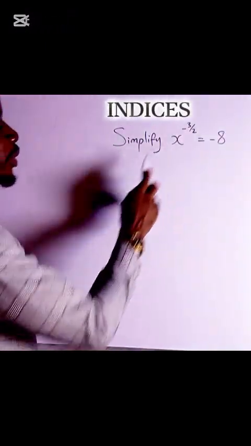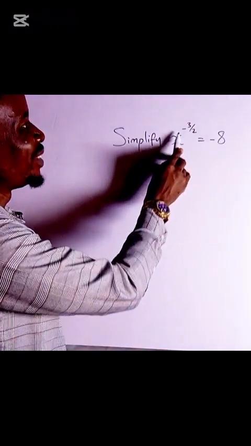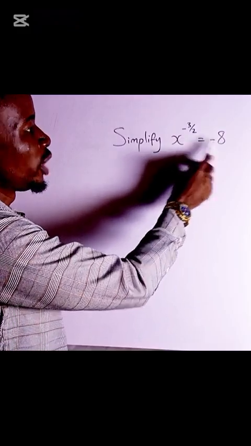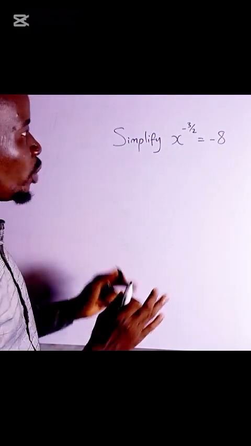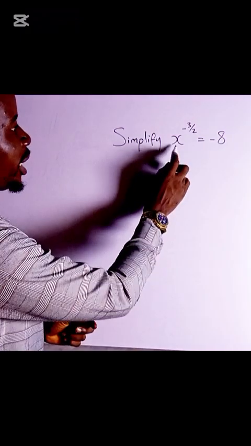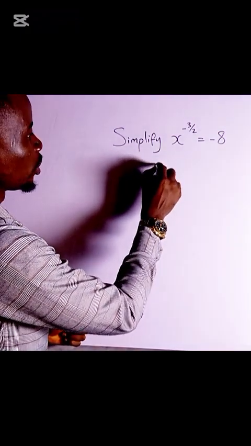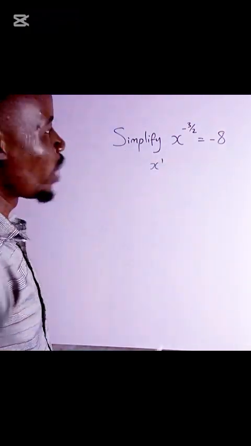So if you're asked to simplify x to the power of negative 3 over 2 is equal to minus 8. Now how do you simplify this? And there's an easy way. My goal here is to get x to the power of 1. How do I do this?